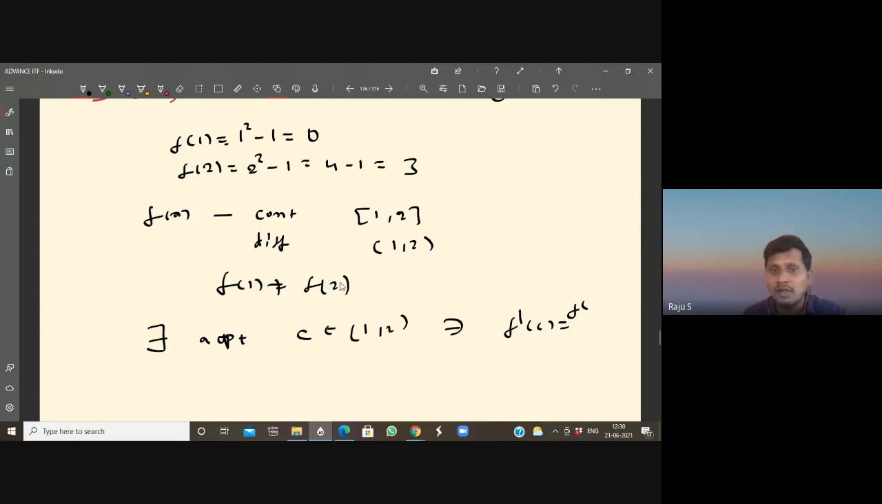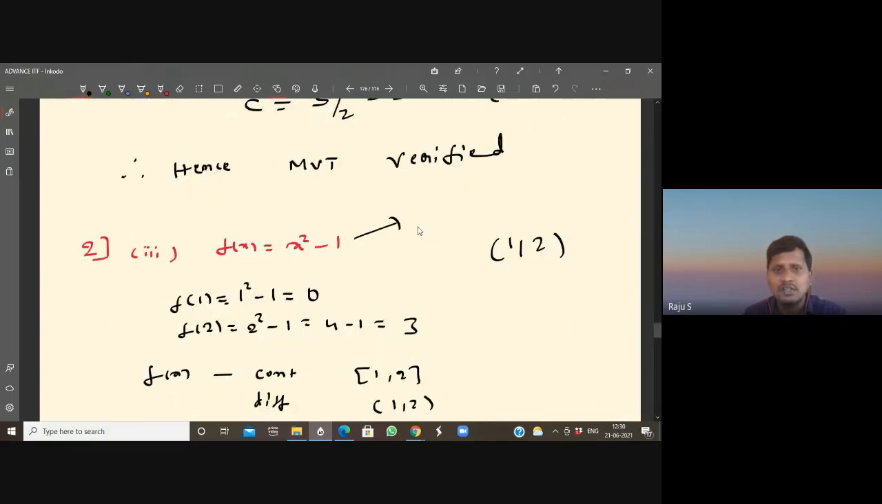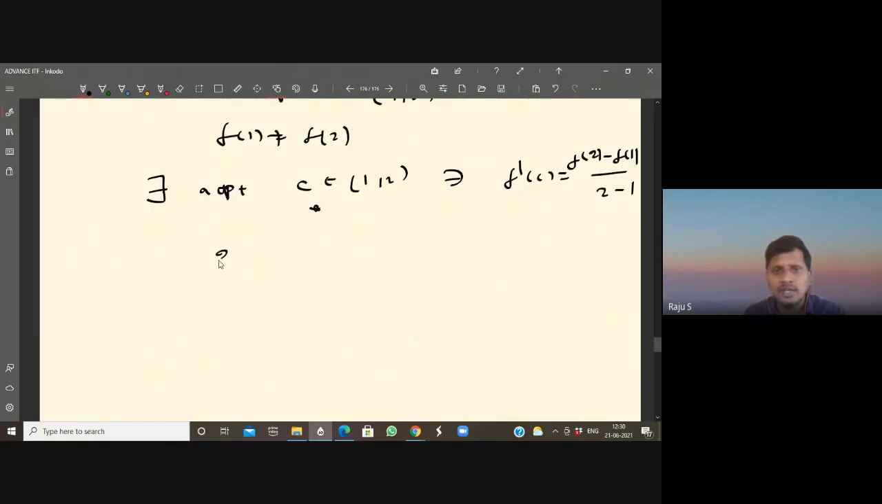See here, f of 1 is not equal to f of 2, so we should apply Lagrange's, not Rolle's. F of 2 minus f of 1 by 2 minus 1. So what is the f dash of c value, students? F dash of c is nothing but the derivative of the given function. F dash of x is equal to 2x alone. So the left side is 2c, the right side is f of 2 value, clearly 3 minus 0 by 2 minus 1, that is 3 by 1, which is equal to 3. So 2c is equal to 3, c is equal to 3 by 2, which is 1.5.